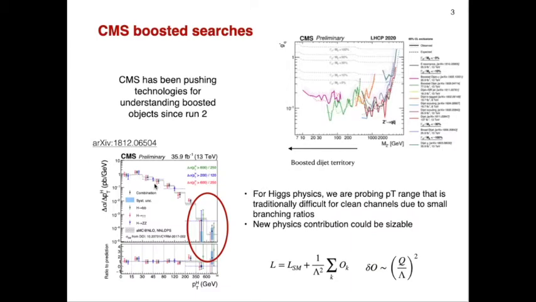For Higgs physics, the same techniques enable us to probe the pT range that is difficult for other channels due to their smaller branching ratios. You can see the Higgs to cc and Higgs to gamma gamma is really running out of statistics here. And this highly boosted regime is also where new physics contributions could become sizable due to the larger momentum transfer involved in the scattering.